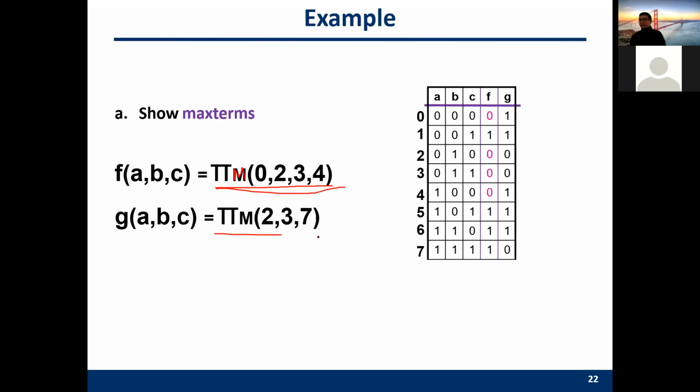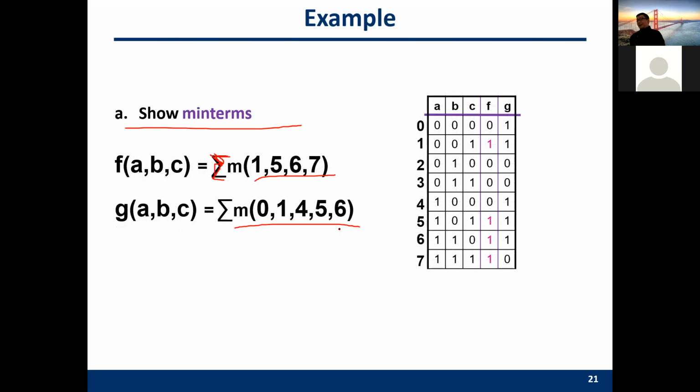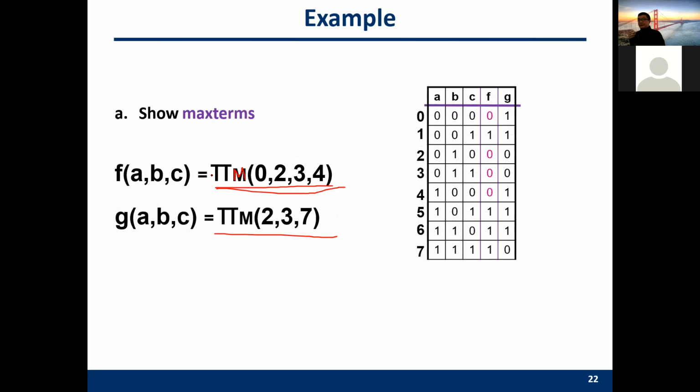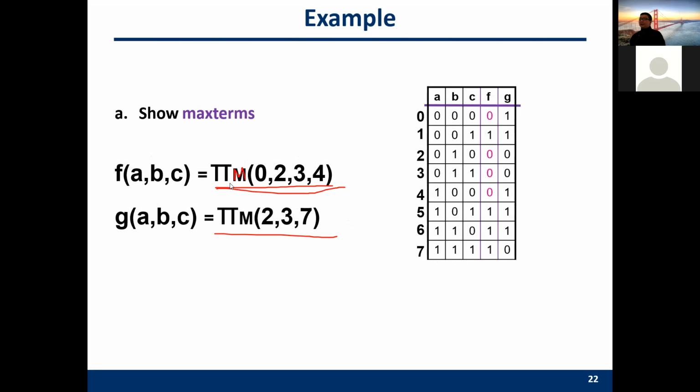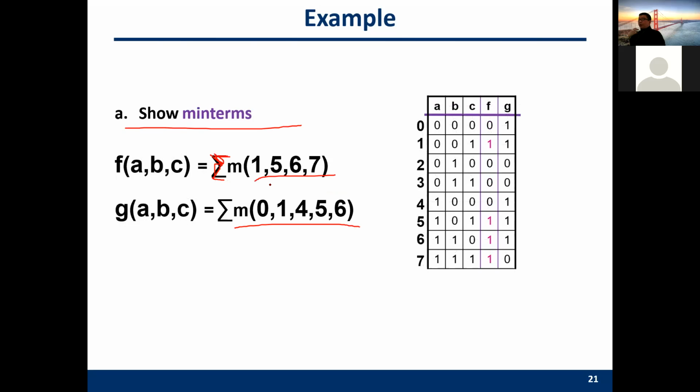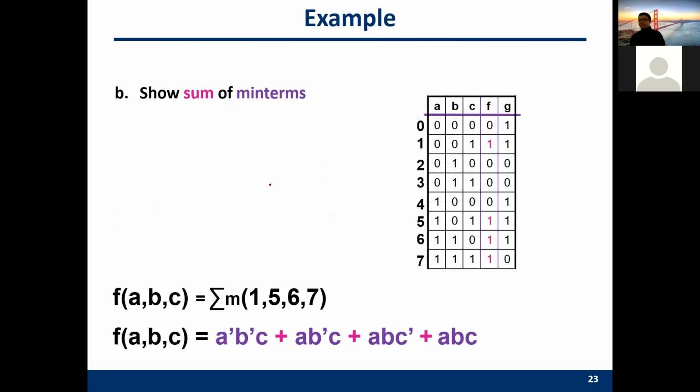We can also do the same thing for function G. So in this way, you can show the function by the canonical form of maxterm. In the previous slides, we did the same thing by minterm. So basically, you can see the difference. For the minterm, we use the sum of minterms, but for the maxterm, we use the product of maxterms. For the maxterm, we pick up all the rows which generate a zero, but for the minterm, we pick up all the rows which generate a one. These are the key differences.